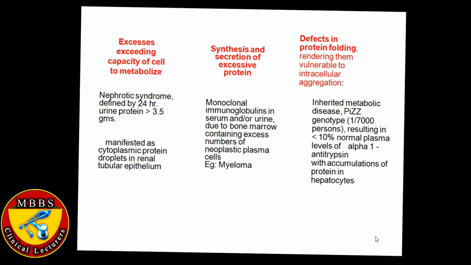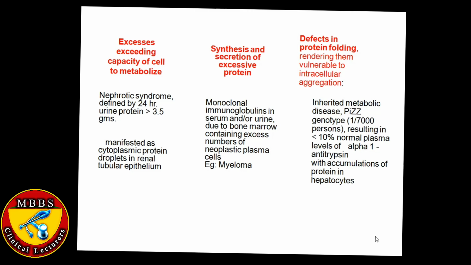Intracellular accumulation of protein. When we are talking about the intracellular accumulation of protein, that usually occurs in three ways: exceeding the capacity of the cell to metabolize, synthesis and secretion of excessive protein, and defects in protein folding, rendering them vulnerable to intracellular aggregation. Nephrotic syndrome is defined by 24-hour urine protein of more than 3.5 grams. So in nephrotic syndrome, more than 3.5 grams of protein comes in the urine over 24 hours.